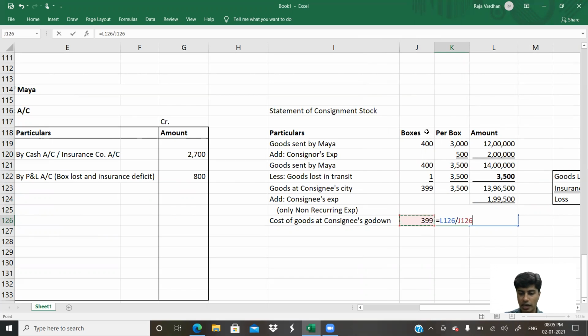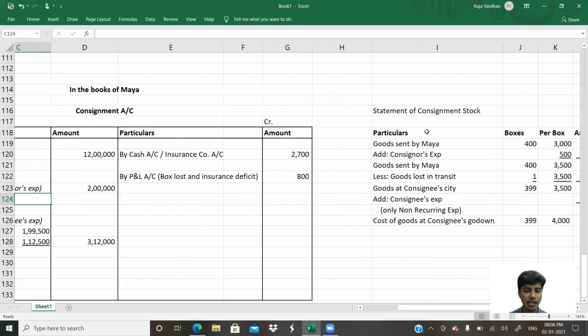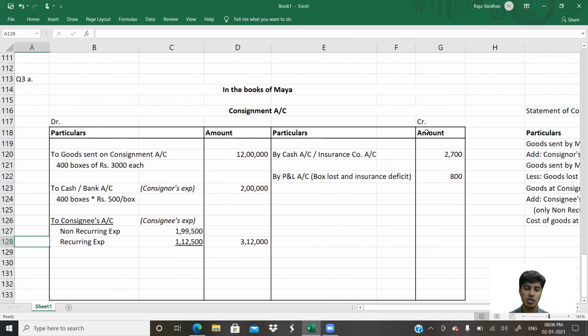If you divide 15,96,000 by 399, you get 4,000 rupees, the price per box. 500 rupees is the cost incurred by the consignor per box. This 1,99,500 divided by 399 comes to 500 rupees, the cost per box incurred by the consignee. Sir, what about the recurring expense? It is an indirect expense or selling expense that would not affect our closing stock valuation. That would only affect our profit valuation.